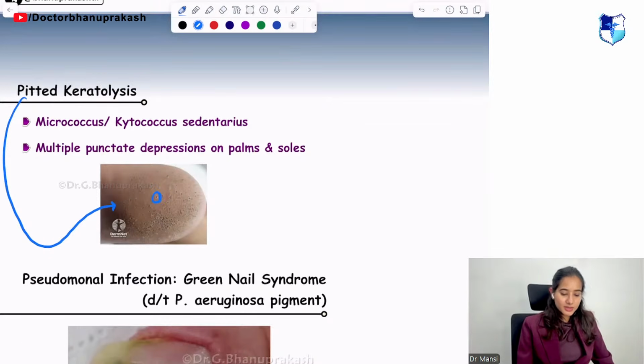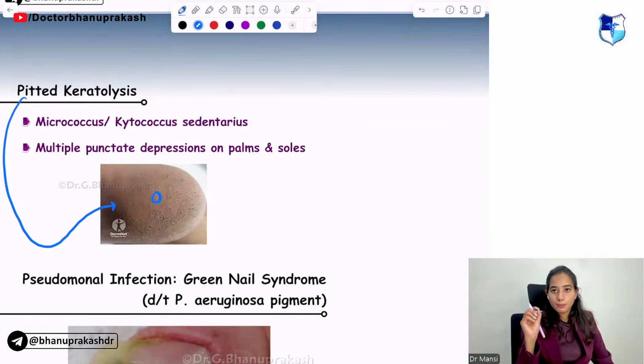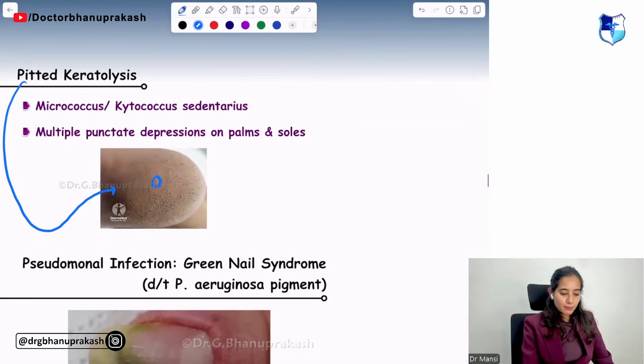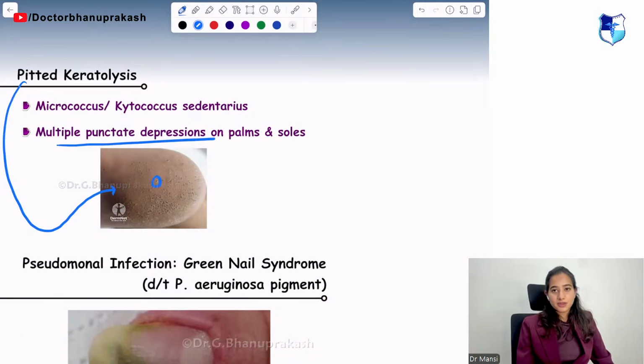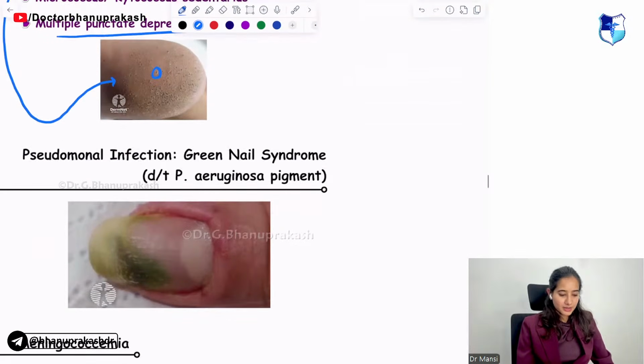Then you have pitted keratolysis caused by Micrococcus or Kytococcus sedentarius. Punctate depressions, you can see as if someone has put a pin and made these holes. So this is multiple punctate depressions present on palms and soles, which is classical.